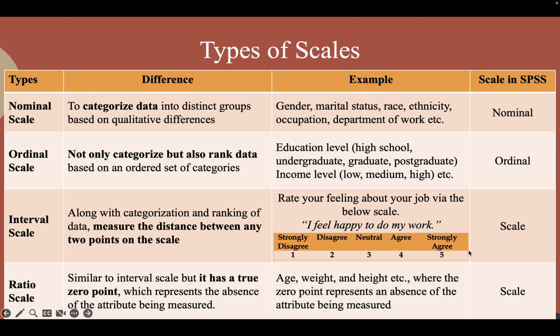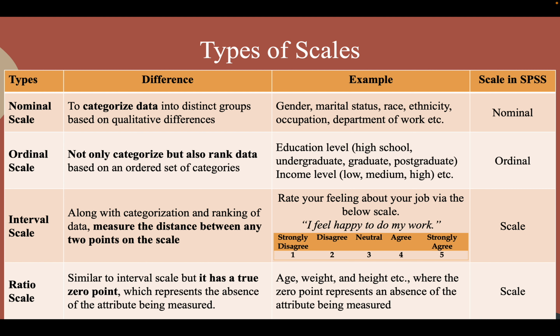Therefore, we can say that when a researcher wants to measure the distance between 2 points, the most appropriate measurement type would be interval. And the label for this scale in SPSS is scale, and the last scale is ratio scale. Ratio scale is actually similar to interval scale, but it has a true 0 point.